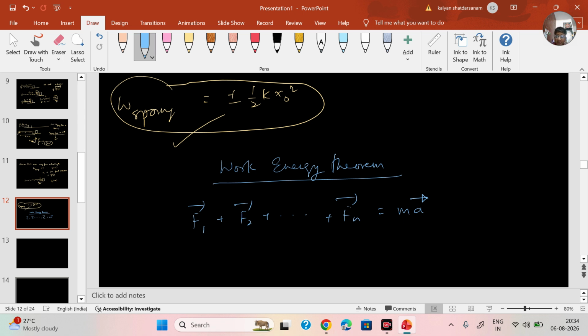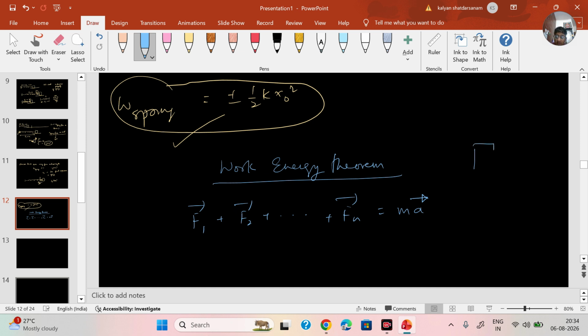The problem with Newton's laws is they deal with vector quantities. Like I was telling in the last class, forces and accelerations are vector quantities. Dealing with vector quantities is slightly tough because there is also direction associated with them, and you can't add them like you add numbers. 1 plus 2 is 3, but in vectors 1 plus 2 may not be 3. The angle between the vectors will matter. So sometimes working with vectors may be tough. So we want to modify this vector equation in a suitable way into a scalar equation, and that will work wonders for us. That is called the work energy theorem.